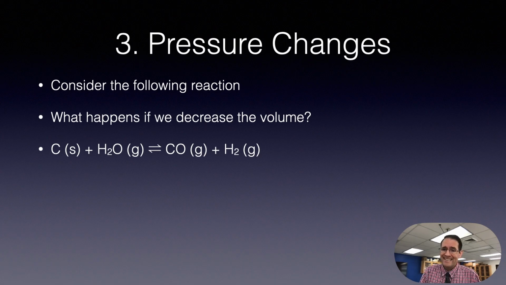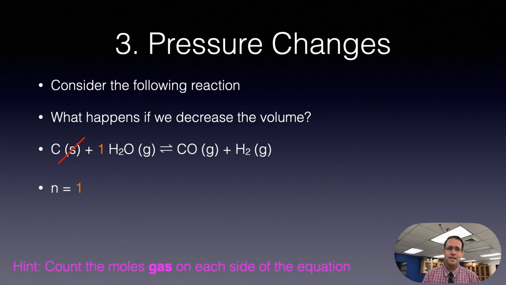What happens if we decrease the volume of this chemical equation here? We've got carbon, H2O, CO, and H2. The first thing you want to do is count the number of moles of gas on each side of the equation. Wait a minute. Why did I cross that out? In bold, on the bottom of this slide in purple, I've been saying count the moles of gas on each side of the chemical equation.